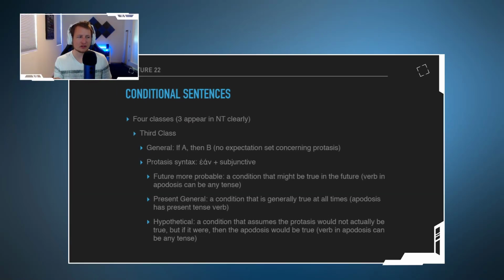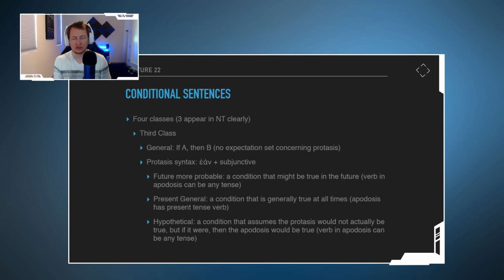Third class is what we saw recently with the subjunctive. Generally speaking, it's the if A, then B. It's the simple condition. There are no expectations set concerning the protasis. It's just kind of generalized, okay? There are some specific use cases, but the syntax is ἐάν plus subjunctive.